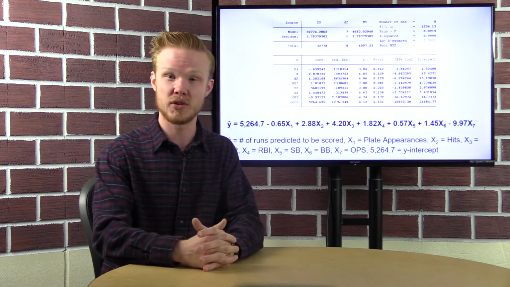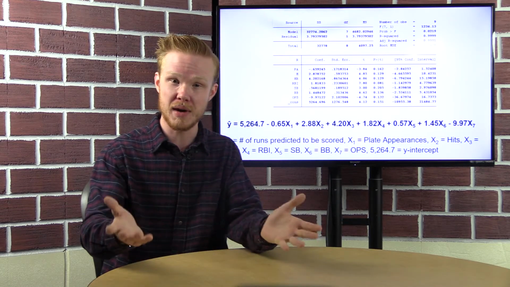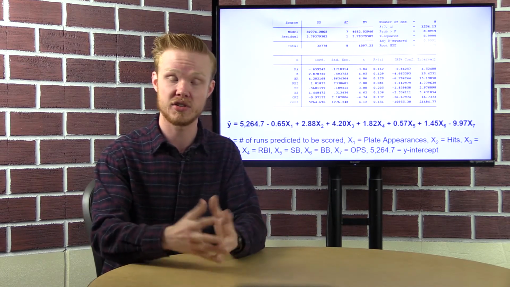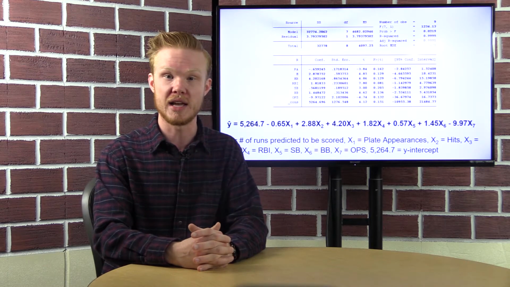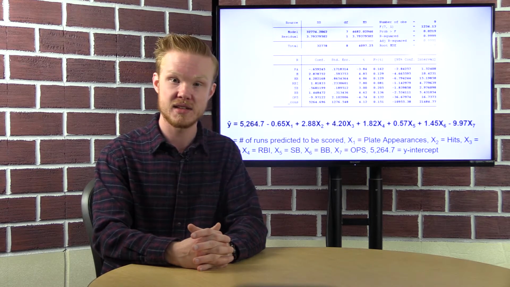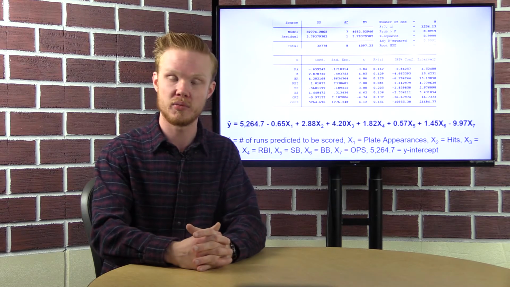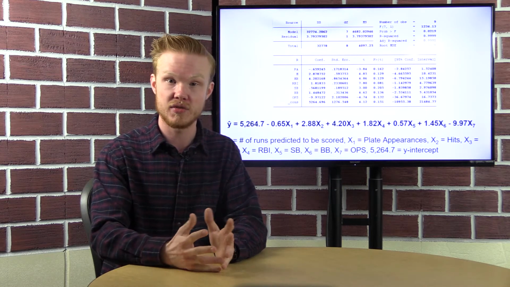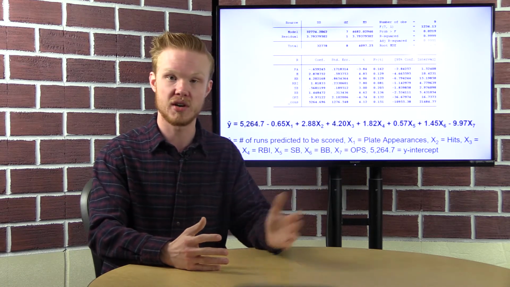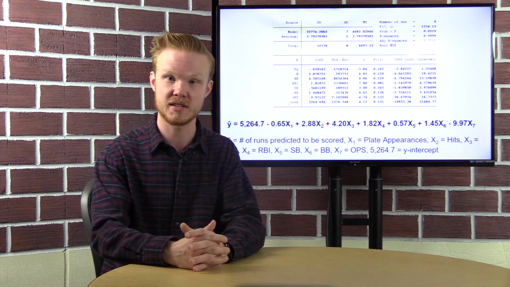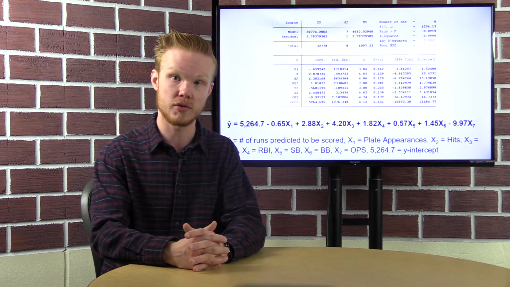Our other things that we included in the regression equation were, we subtracted 0.66 for the number of plate appearances the Nats had. We added 2.88 for the number of hits, added 4.2 for the number of home runs, added 1.82 for the number of RBIs, and you can see it for yourself. We had various other statistics and variables that we included in our regression equation.